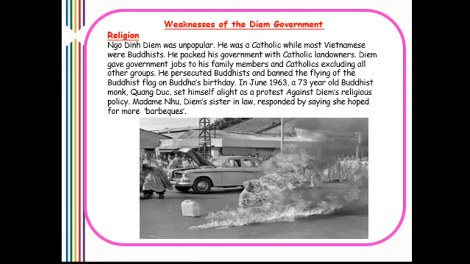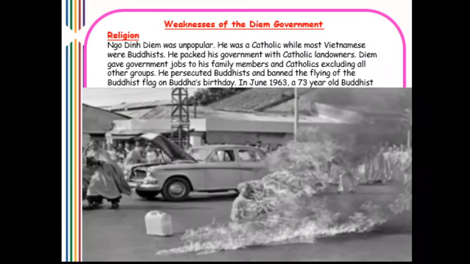In June 1963, a 73-year-old Buddhist monk, Quang Duc, set himself alight as a protest against Diem's religious policies. Madame Nhu, who was Diem's sister-in-law, responded by saying she hoped for more barbecues. So this obviously did not go down very well with the Buddhists in South Vietnam. And that is a picture of Quang Duc setting himself alight.